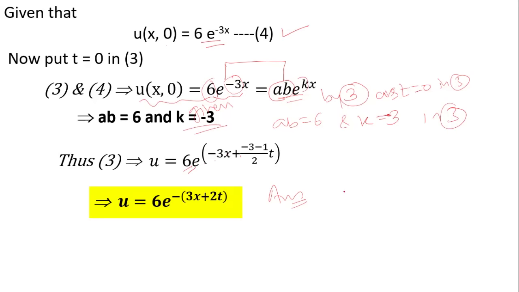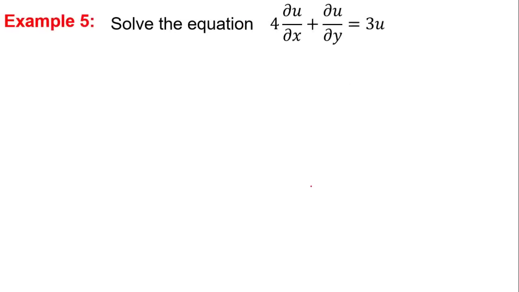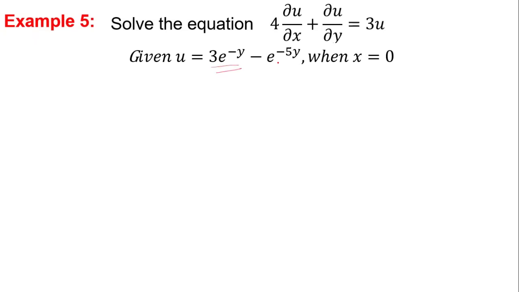Is that clear? So do you understand how to solve the partial differential equation by using the initial condition? Now another example. This is the required solution. Now solve the differential equation del u by del x plus del u by del y is equal to 3u. Okay, the condition is given u is equal to e to the power 3 into e to the power minus y minus e to the power minus 5y when x is equal to 0, means you have to apply the condition u of 0, y, right?